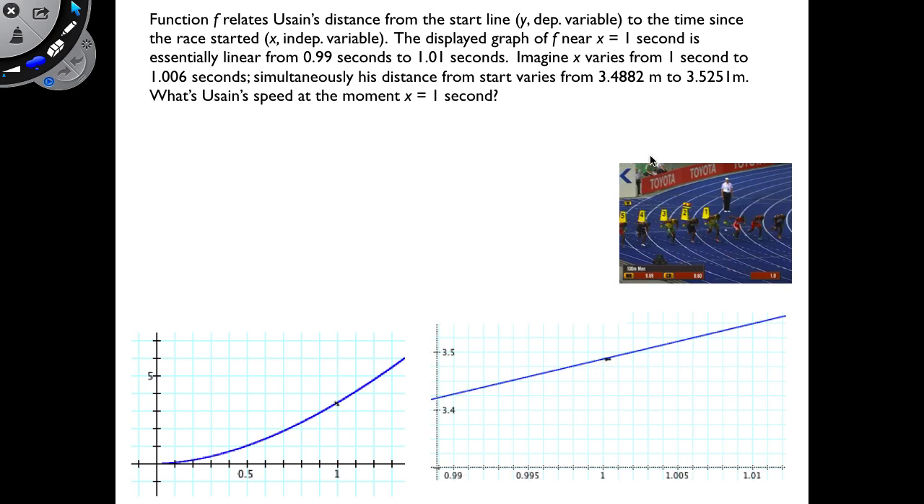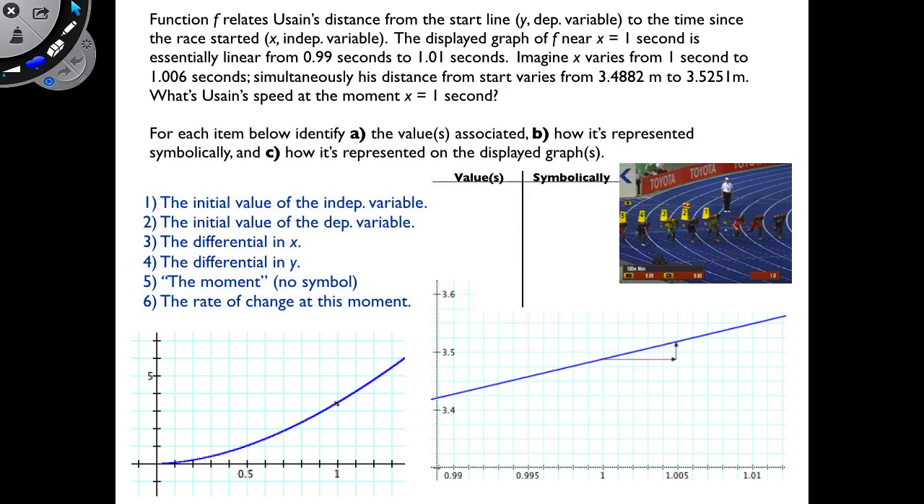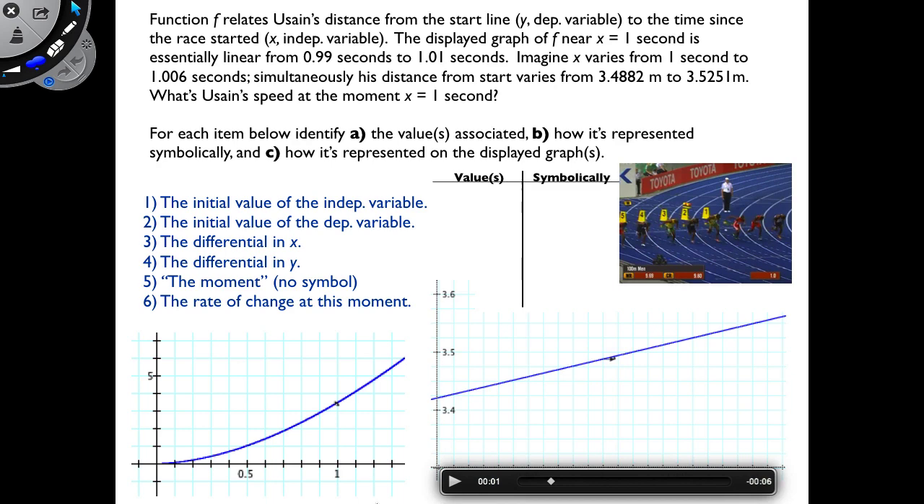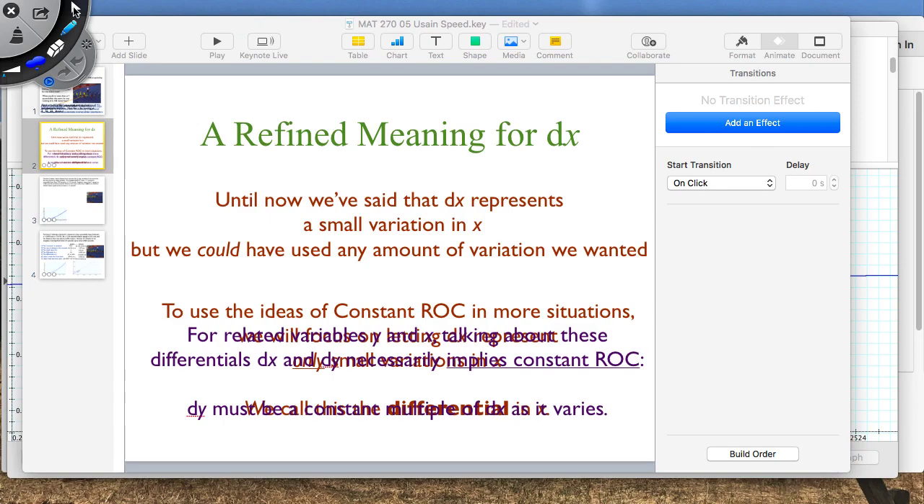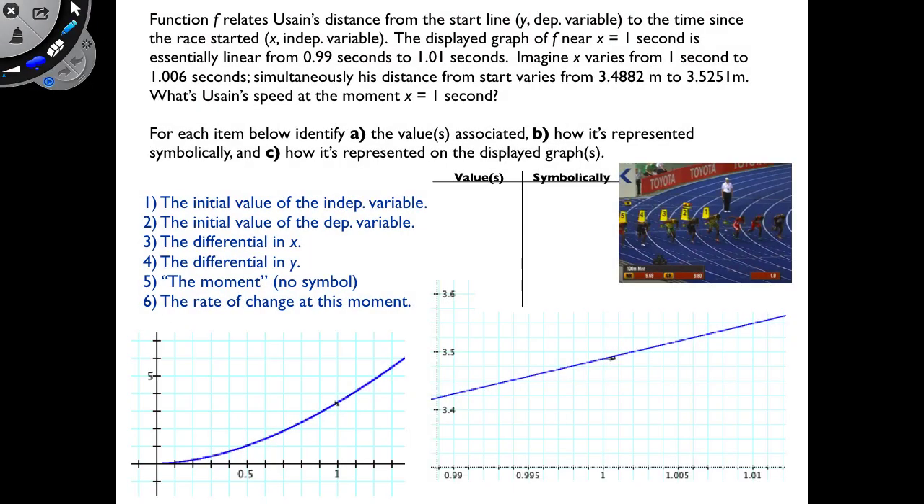We could zoom in and do this, but if I were to look at the graph and extend from 1 to 1.006, I can make the measurements that I need. Here, trying to pause this. All I need to do is calculate my dy, my change or variation in distance from the start during this small amount of time, 3.4882 to 3.5251.